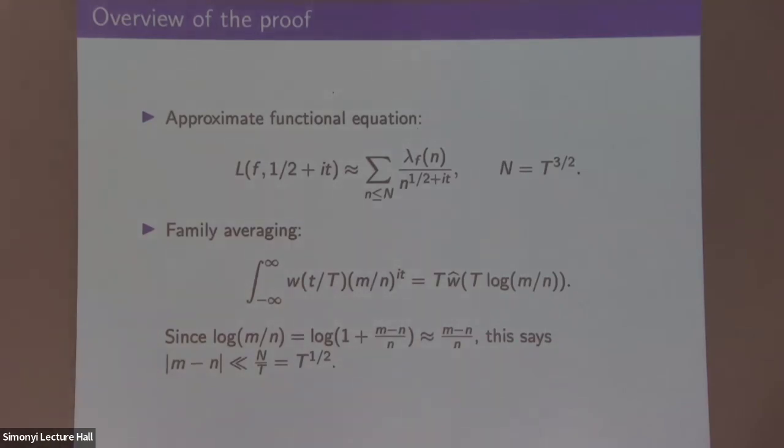The way to quantify this is to take a power series and expand log around 1. Basically this says that m minus n has to be at most n over t. And n is at most t to the 3/2, so this is like square root of t. So m and n are close, but not super close. It's not just t to the epsilon or something; it's t to the 1/2.